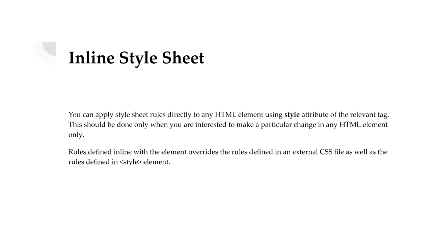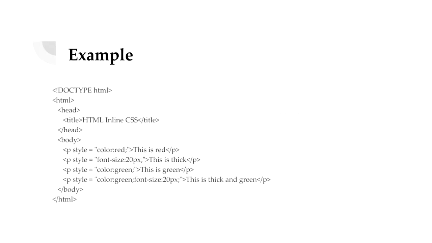An inline style may be used to apply a unique style for a single element. To use inline styles, add the style attribute to the relevant element. This style attribute can contain any CSS property. Inline styles are defined within the style attribute of the relevant element. Here in this example, you can see style is given to a particular element like the paragraph tag.